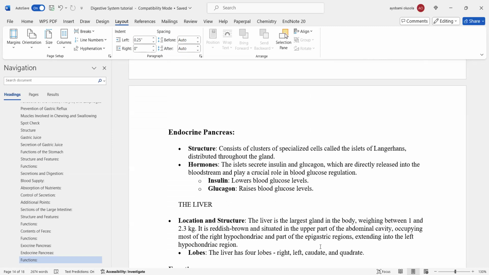Now, the endocrine pancreas. The endocrine pancreas consists of clusters of specialized cells called the islets of Langerhans, and they are distributed throughout the gland. Of course, these ones produce hormones. Okay. So the islets secrete insulin and glucagon. They also secrete other things, not just insulin and glucagon alone. And they are directly released into the bloodstream and play a crucial role in blood glucose regulation. Take, for instance, insulin is produced by the beta cells, while the alpha cells produce glucagon. Insulin lowers blood glucose level, while glucagon raises blood glucose levels.